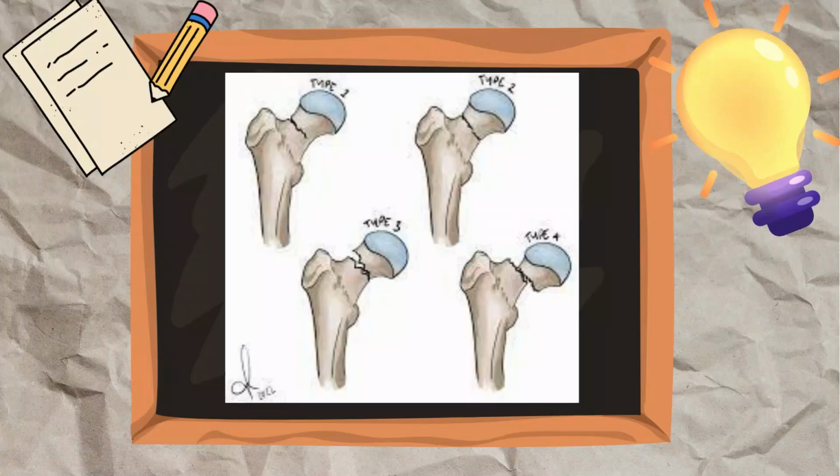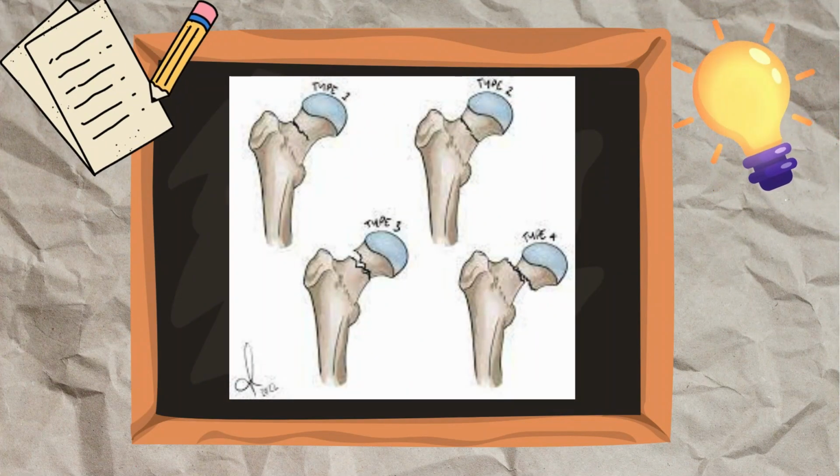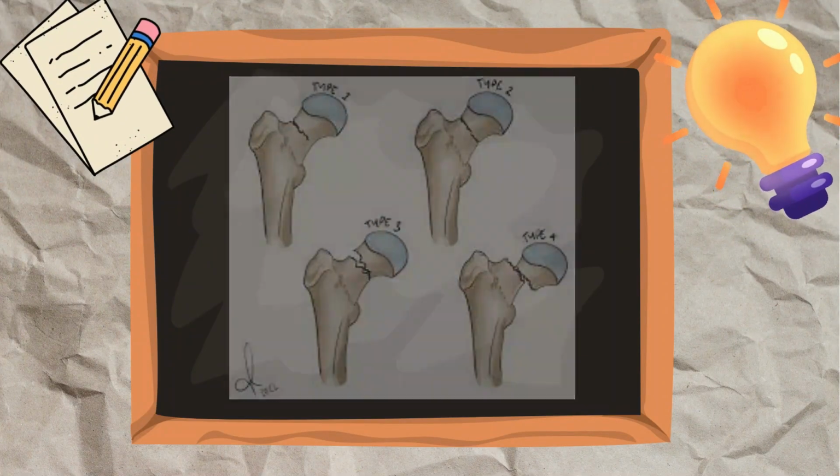Type 1 fractures are incomplete and typically involve valgus impaction. Type 2 fractures represent complete but non-displaced fractures, while Type 3 fractures are complete and partially displaced. Type 4 fractures are fully displaced.